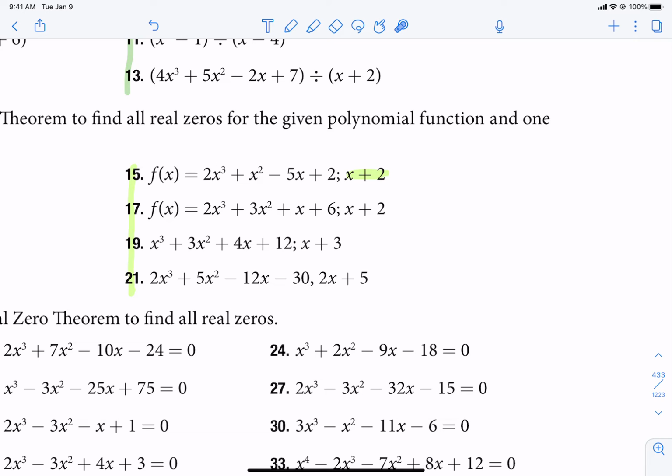Okay, so let's do 15 together. They've told us that x plus 2 is a factor. So remember, x plus 2 equals 0 when x is negative 2. So that's going to go in the corner of our synthetic division box. Look at our powers, 3, 2, 1, nothing. They're in perfect order to set up our division box. So 2, 1, negative 5, and 2.